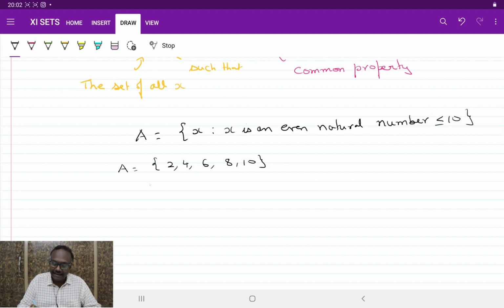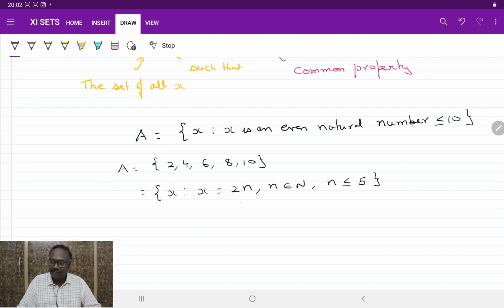So we can write the same as the set of all x such that, instead of writing in words, x is equal to 2n, where n belongs to natural numbers, because here we observe that x is an even number, so 2 times n will always be even, and n is less than or equal to 5. So the set 2, 4, 6, 8, 10 is written in set builder form as the set of all x such that x is equal to 2n, that is, they are all multiples of 2.